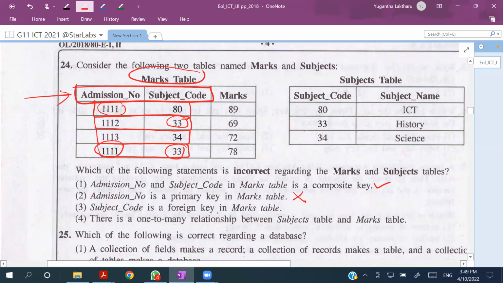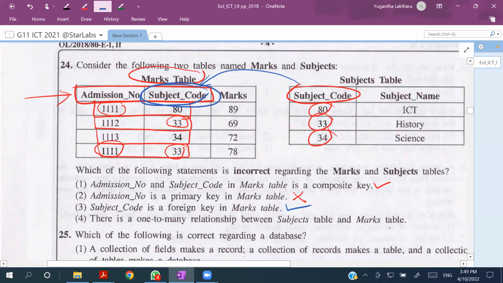Subject code is a foreign key in marks table. Of course, because in subject table, subject code is the primary key. As you can see, the unique values. So when it is being used inside the marks table, it is a foreign key. So this is correct. There is a one-to-many relationship between subject table and marks table.